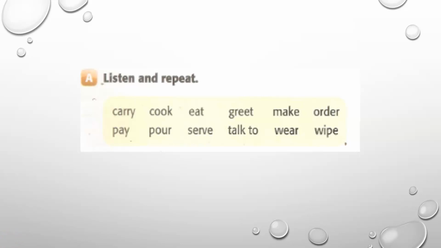Carry, pay, cook, pour, eat, serve, greet, talk to, make, wear, order, wipe. Great.